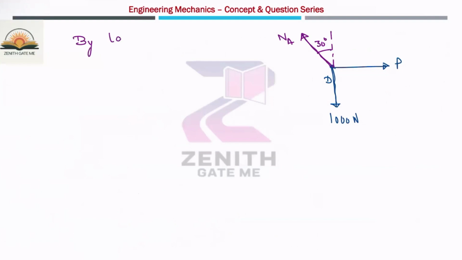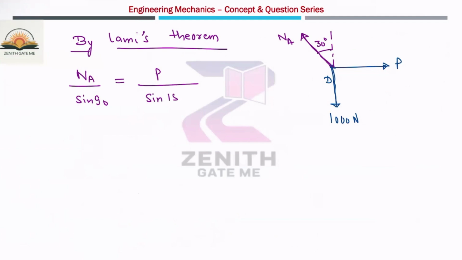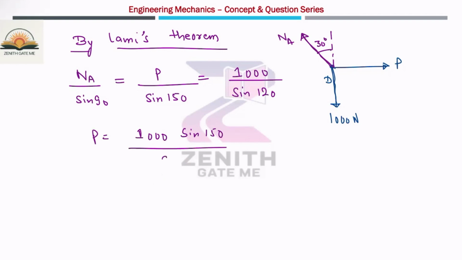So by Lami's theorem, the normal reaction divided by sine of 90, P divided by sine of 150, okay, 90 plus 60, is equal to 1000 divided by sine of 120. So P is 1000 times sine 150 divided by sine 120. Sine 150 is nothing but cos 60, so cos 60 is 1 by 2. And sine 120 is nothing but sine of 90 plus 30, which is cos 30, nothing but root 3 by 2.